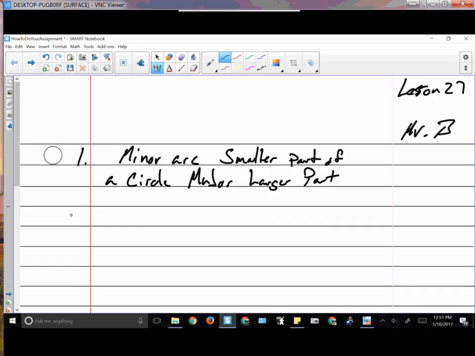So, number two. It says as a statement, a square is a rhombus, sometimes, always, or never true. Well, that would be what? Always. And there are times that you'll just end up writing down an answer like that. So, three.